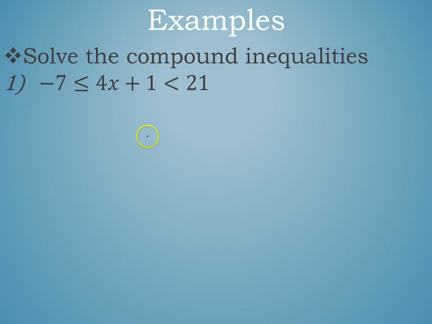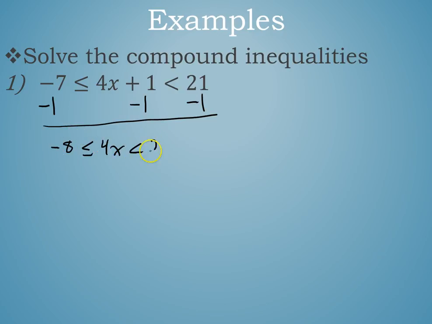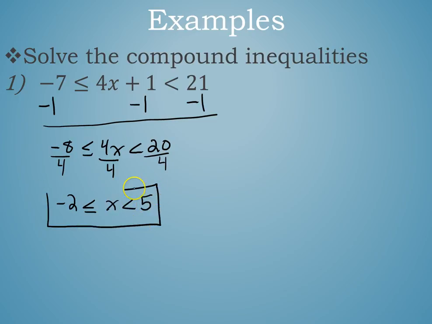So I have negative 7 less than or equal to 4x plus 1, less than 21. So I need to move this positive 1 by subtracting to cancel. Subtract it from the left and the right-hand pieces. Negative 7 minus 1 is negative 8, less than or equal to 4x, less than 21 minus 1 is 20. And then to solve this, we have to divide everything by 4 to cancel there, and then divide by 4 on the left and the right to make it even. Negative 8 divided by 4 is negative 2, less than or equal to x, less than 5. So there's that inequality answer.